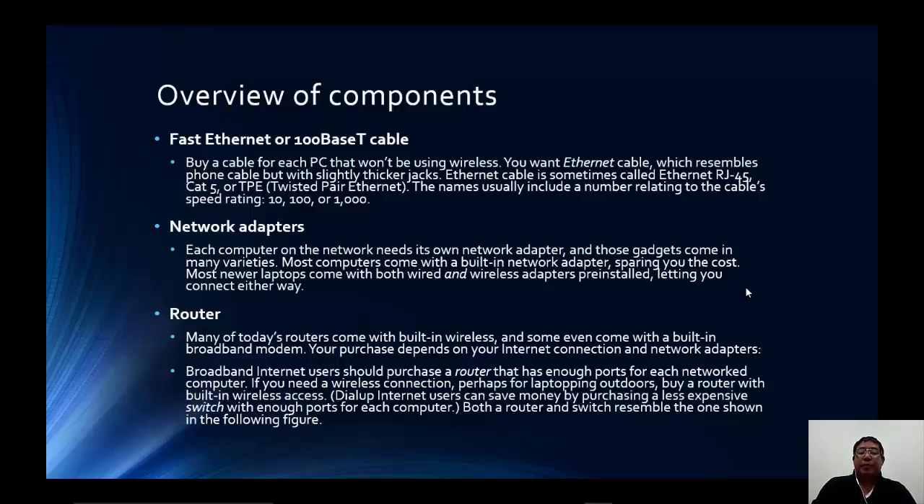Buy a cable for each PC that won't be using wireless. You want Ethernet cable, which resembles phone cable, but with slightly thicker jacks. Ethernet cable is also called Ethernet, RJ45, Cat5, or TPE. The name usually includes a number relating to the cable speed: 10, 100, or 1000. And there is also the newer Cat6 cable.